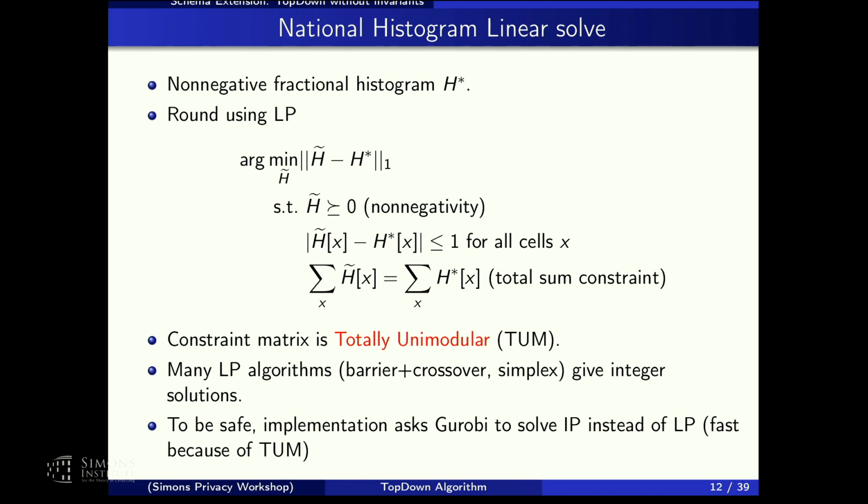We're going to be repeating this a lot. So because it's TUM, we have integer feasibility. And instead of making this an integer program, we can actually use linear programming techniques to solve it. So Gurobi is using barrier plus crossover to solve this problem. But just to be safe, we do ask Gurobi to solve it as an integer program, but it's fast because of this property. Questions so far?